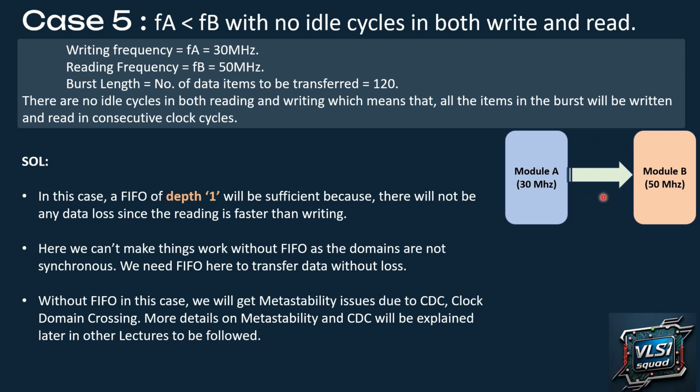But the point is they are working on different frequencies. Here a FIFO of one depth, that means only one data item to be stored, is required instead of a larger FIFO. We may think, why do we need a FIFO, because the writer is slower than the reader? But we need a FIFO because they are not working on the same clocks, and we need a FIFO to transfer data without any loss. The domains are not synchronous, and we'll get metastability if we try to send data between two clock domains which are not synchronous. I will discuss metastability and clock domain crossing fundamentals in coming lectures. Let's go to the next case.